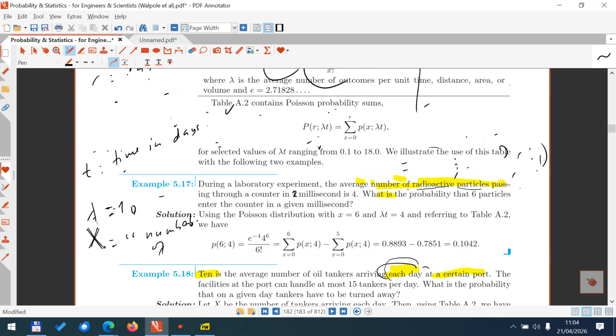Remember, x is the random variable. It's not a fixed thing. So it will be the number of tankers, right? Arriving. Read the problem. The number of oil tankers arriving on a given day.